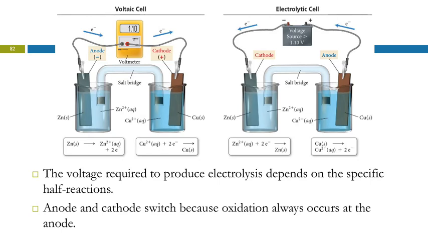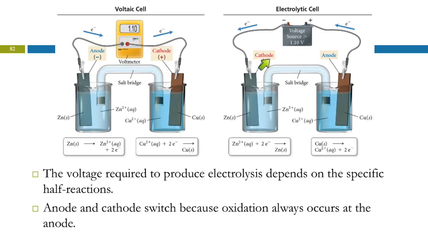So how much voltage you need to produce electrolysis depends on the specific half reactions. Here we've got a voltaic cell with zinc and copper. Here we have an electrolytic cell with zinc and copper. And so if we let this one go, it will produce copper on this electrode, and it will dissolve the zinc from this electrode. If we apply a voltage source that causes the voltage to go in the other direction, we can make the opposite reactions occur.